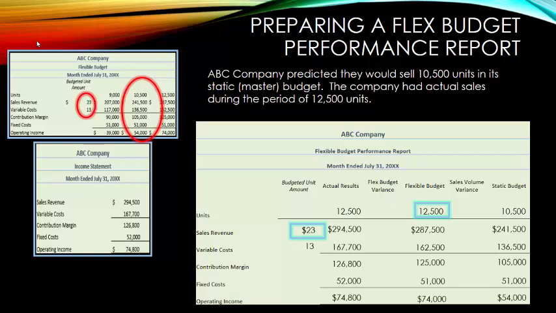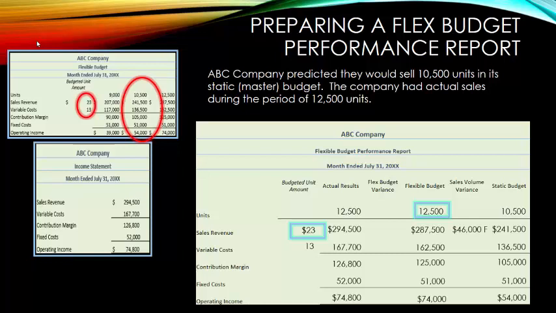So now we get to go and fill in the gaps. Let's start with the sales volume section. Our static budget says that we should have had sales revenue of $241,500 based upon selling 10,500 units, but we actually sold 12,500 units, which means our flex budget says our revenue should have been $287,500. That is a difference of $46,000. I just subtracted the two numbers from one another. And then you put an F next to it, and the F means favorable.